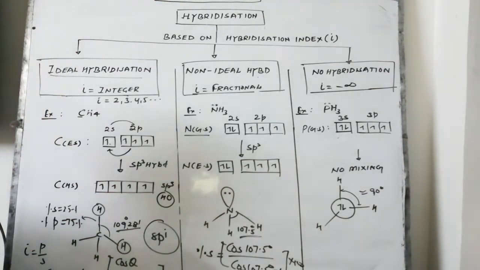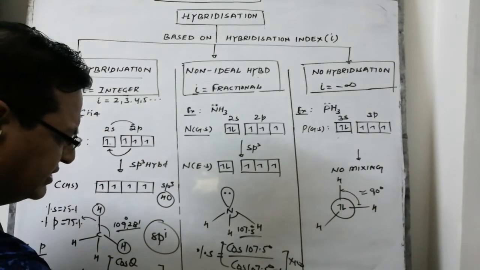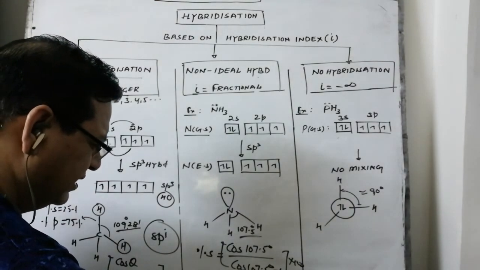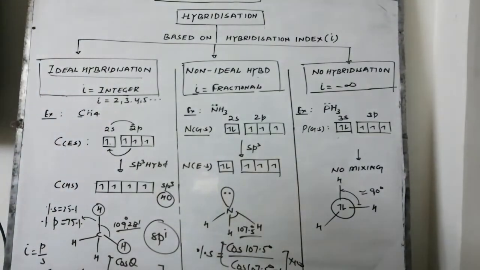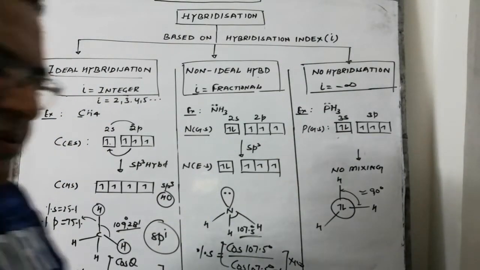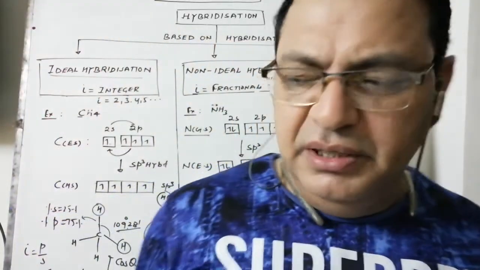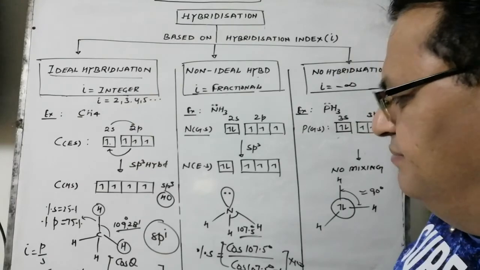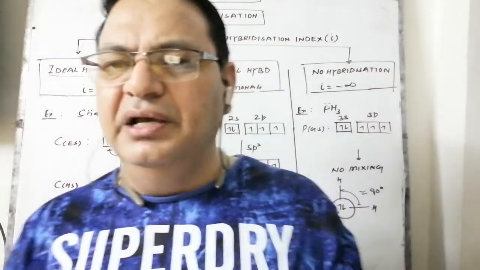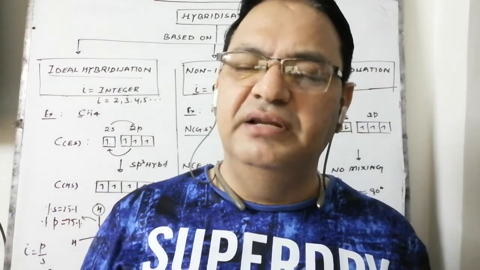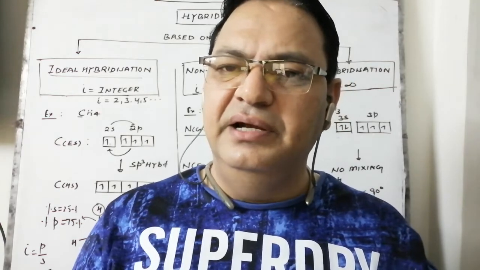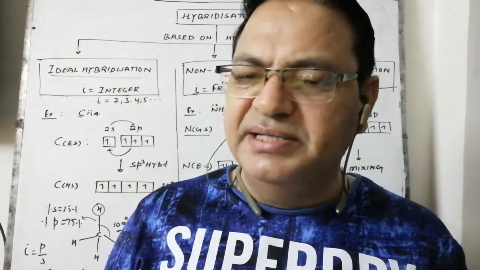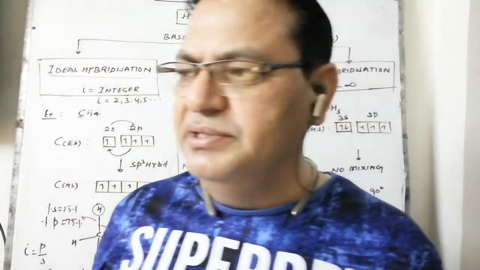77%. So if I find here the hybridization index I, that is 77 over 23, so this is going to be something around 3 point something. It means it will come out to be a fractional value, and if it comes out to be a fractional value, it means the hybridization that has happened is non-ideal. Why exactly does non-ideal hybridization happen in this case?